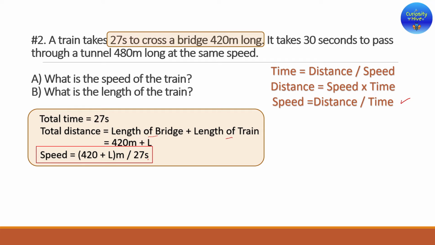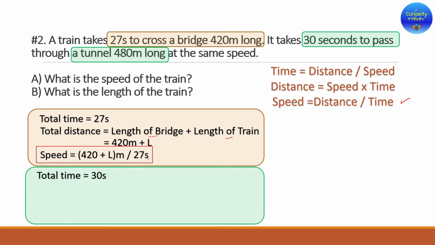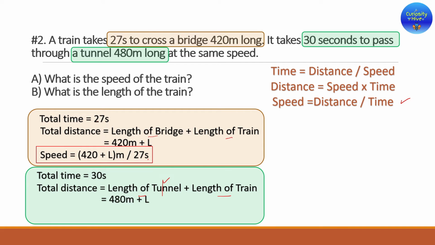Now let's look at the second part of the question, which says it takes 30 seconds to pass through a tunnel of 480 meter of length at the same speed. So for this section, the values that are known to us is that the total time is 30 seconds and the total distance, which is the length of the tunnel and length of the train again here. So we know the length of the tunnel. So our total distance will be 480 meters plus L. Now L is the unknown length of train. Now with this, we also know that the speed is 480 plus L divided by 30. That is distance upon time. So now I have the speed which is showing me two values.